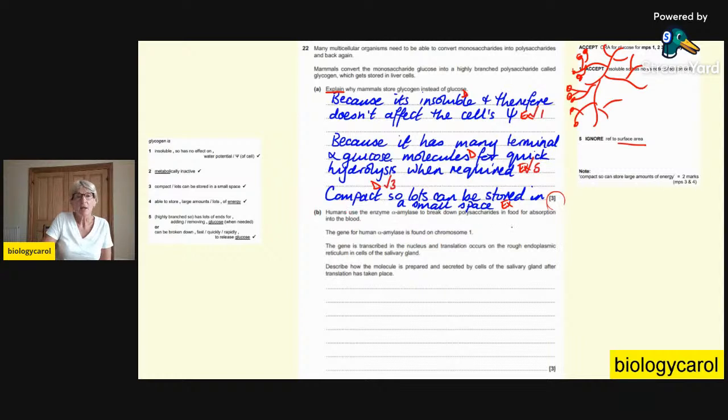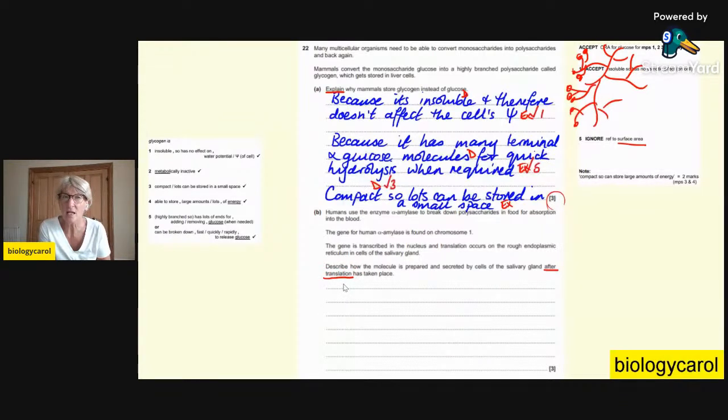Part B, humans use the enzyme alpha amylase to break down polysaccharides in food for absorption into the blood. The gene for alpha amylase is found on chromosome 1. The gene is transcribed in the nucleus and translation occurs on the rough endoplasmic reticulum, yes, because that's where the ribosomes are, of the cells in the salivary gland, because this is where alpha amylase is produced. Describe, now here's the thing about this question, read the question carefully. Describe how the molecule is prepared and secreted by cells of the salivary gland after translation has taken place.